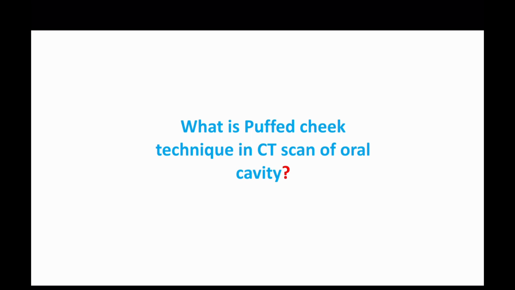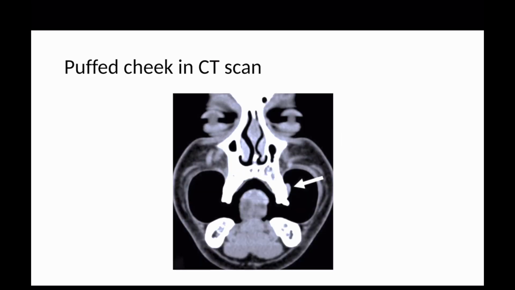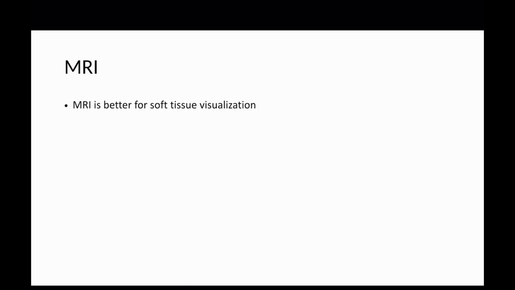What is the puffed cheek technique in CT scan of the oral cavity? Puffed cheek is blowing out the cheek like before blowing candles, but the patient has to hold this position. This approach moves the buccal mucosa away from the alveolus, hence the gingivobuccal sulcus opens up. Thereby any tumor in the gingivobuccal sulcus can be adequately visualized.